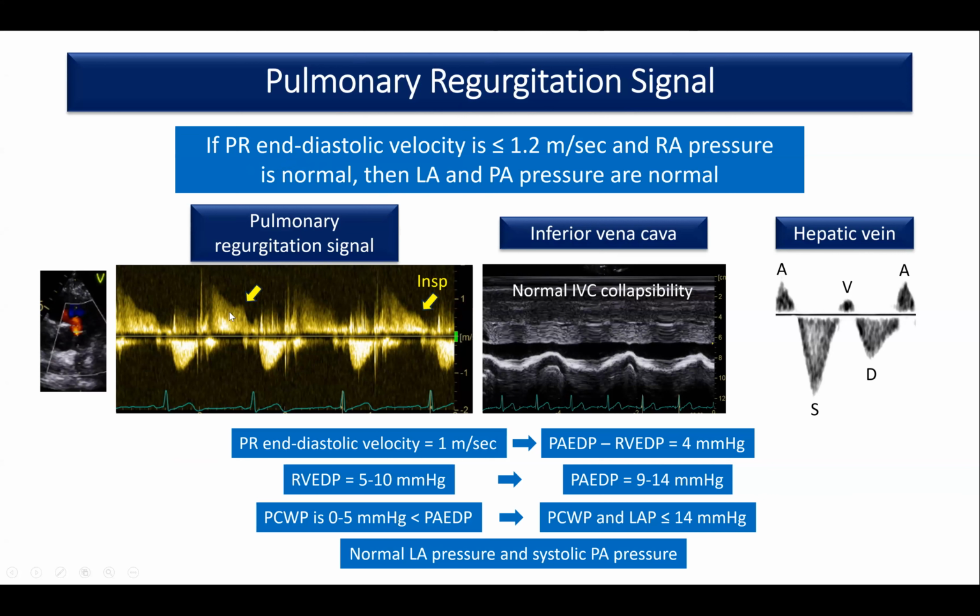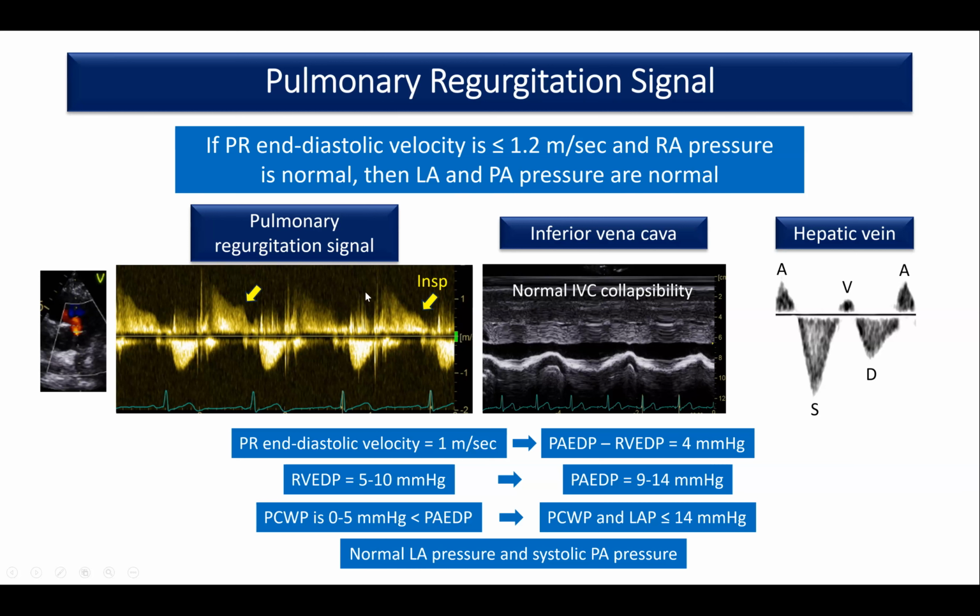Doppler it. You can use either continuous wave or pulse wave Doppler. And whenever the end diastolic velocity here is 1.2 meters per second or less, and right atrial pressure is normal, you can rest assured that left atrial and PA pressure are normal.